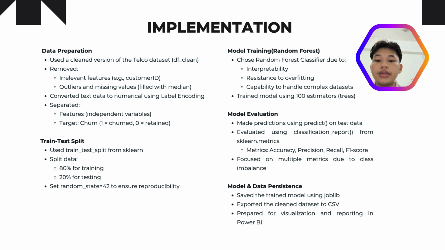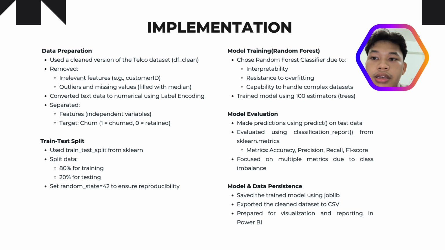There are 5 steps in the implementation process. The first step is data preparation. For data preparation, we use a clean version of the Telco dataset, which is df_clean, and remove any irrelevant features like customer ID. Outliers and missing values are filled with the median, text data is converted to numerical using label encoding, and we separate the features, the independent variables, and the target churn, where 1 equals churn and 0 equals retain.